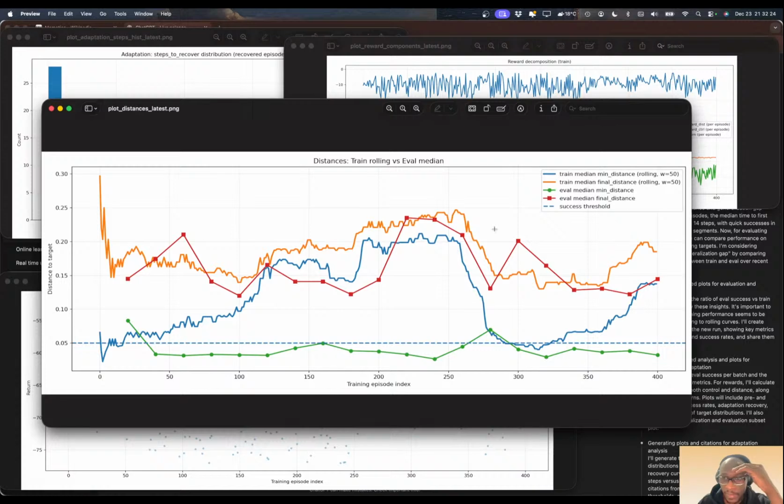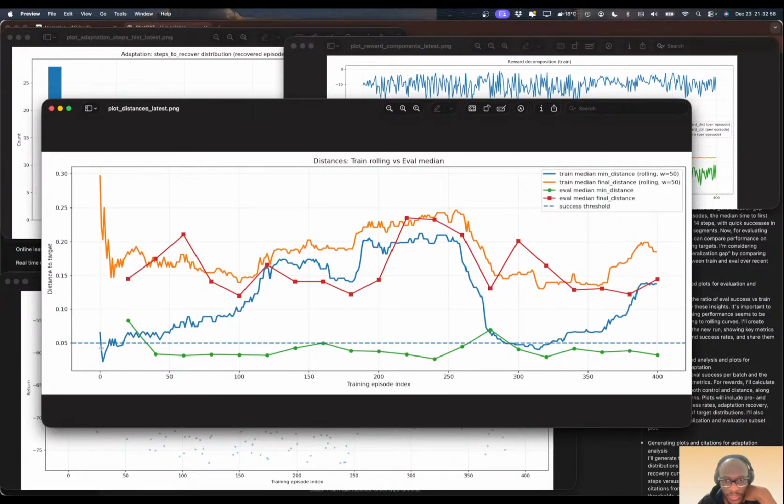And so the blue one is the training, and we have orange final. Orange is the final. Distance rolling versus eval median. Eval is median green, and median final is red. Yes, this is different from the last, because it's distance.